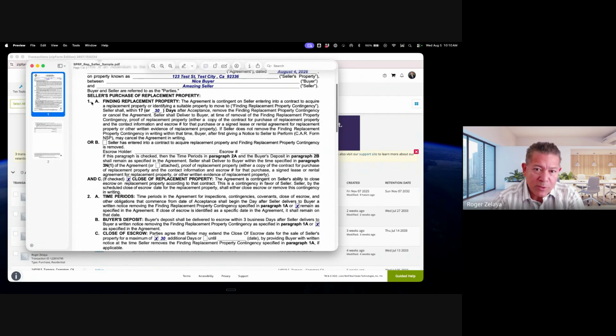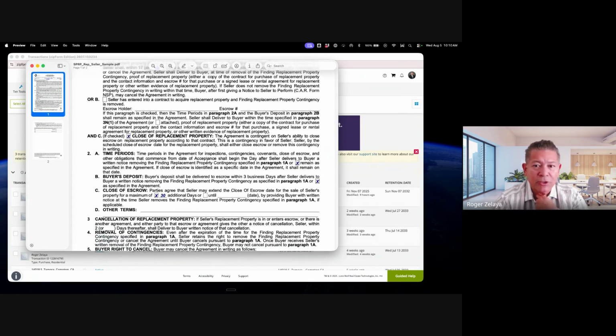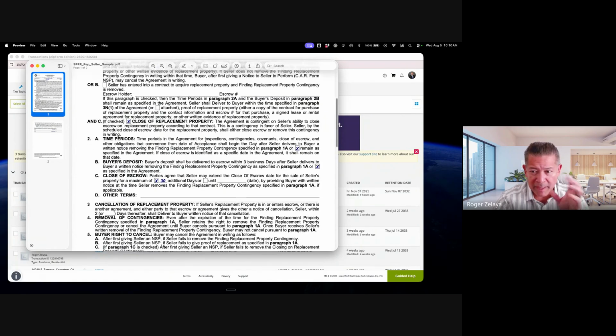And then you always want 1A because, or B is the seller has entered into a contract. So in other words, the seller's property is already pending. So give me that information here, right? And certainly when I'm representing the seller, I want to make sure I protect my seller, and I want this particular contingency to be on here, which is close of replacement property, right? In other words, if I cannot close, the deal's off. That's essentially what this particular paragraph means.